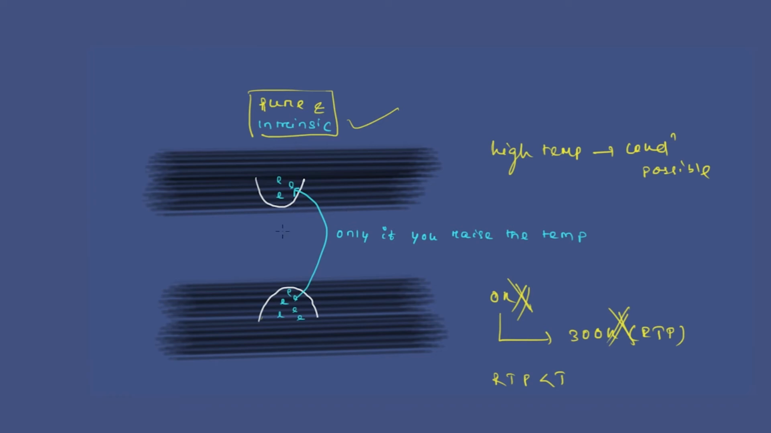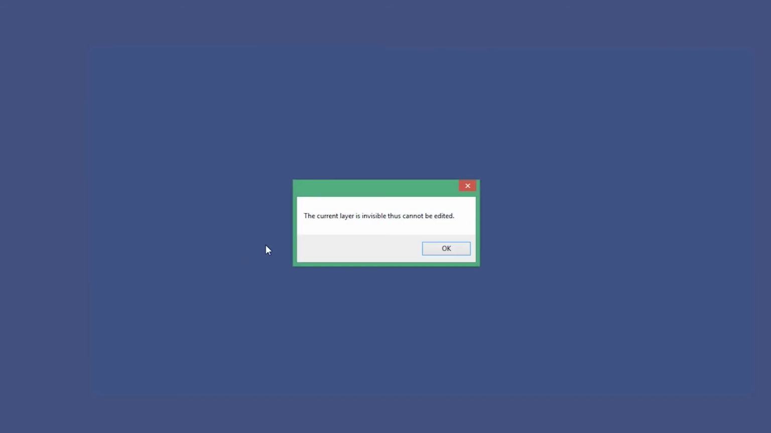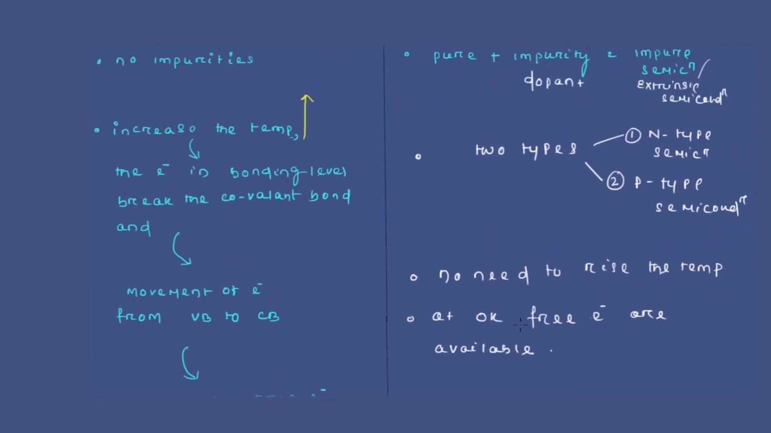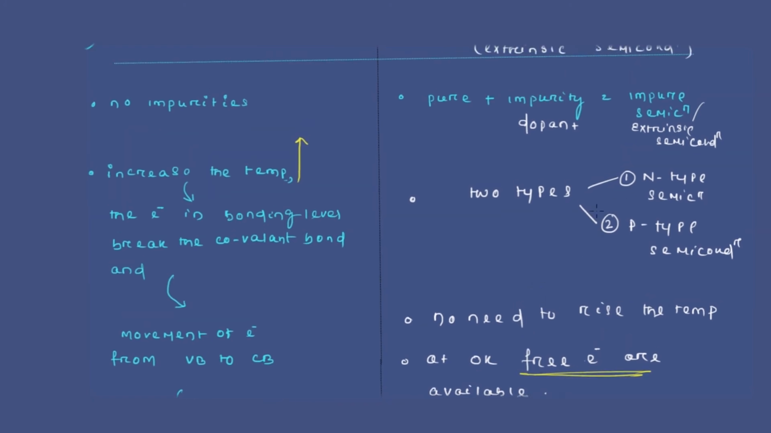But in case of extrinsic semiconductor, there is no need of rise in temperature, because even at 0K, not even at room temperature, at 0K the free electrons are available. So extrinsic semiconductor is basically divided into two categories. One is N-type semiconductor, another one is P-type semiconductor. We'll go into each and every type of semiconductor one after another. Our next lecture video will be on N-type semiconductor.